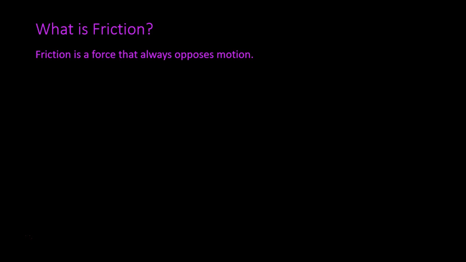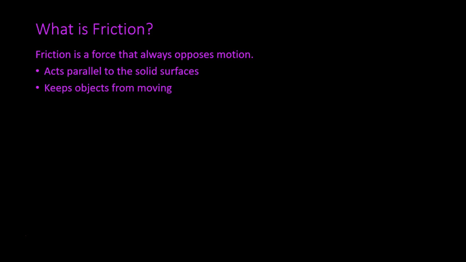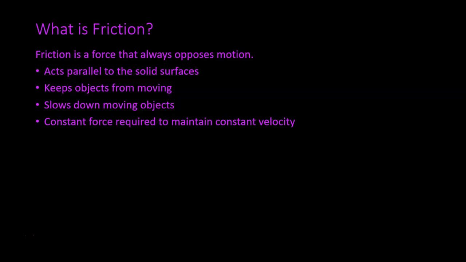What is friction? Friction is a force that always opposes motion. It acts parallel to the solid surfaces. It keeps objects from moving. It slows down objects that are moving. And because of friction, a constant force is required to maintain an object in constant velocity.